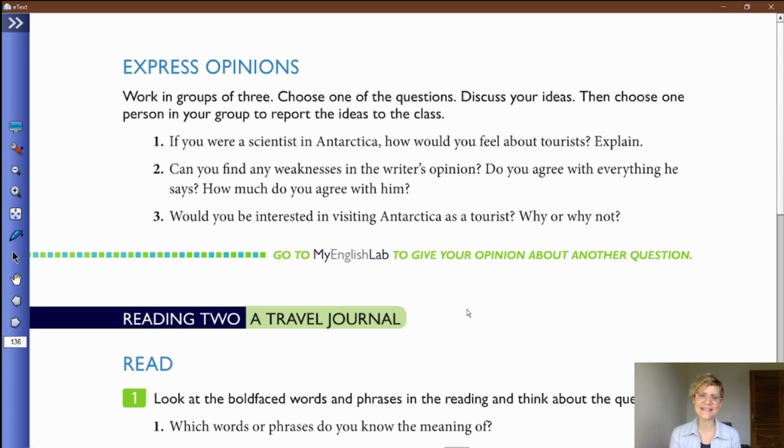2. Can you find any weaknesses in the writer's opinion? What do you think is a weakness in the writer's opinion? Do you agree with everything he says? Or how much do you agree? What do you not agree with? And would you be interested in visiting Antarctica as a tourist? If you would say yes, can you tell me why? If no, can you also tell me why?